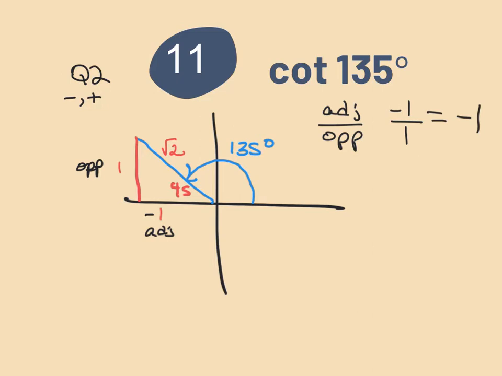Again, you can double check it with your All Students Take Calculus. In quadrant 2, only sine and cosecant are positive, so getting a negative cotangent is correct for quadrant 2. Let's try number 12.